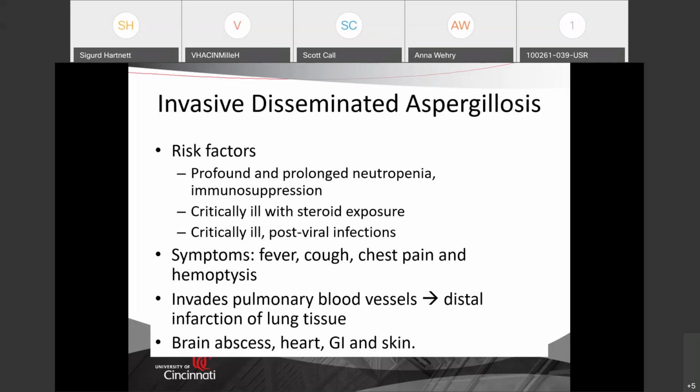Symptoms include fever, cough, chest pain, and hemoptysis. What's really scary, and why they get such bad hemoptysis, is that these organisms invade the pulmonary blood vessels, and they can cause distal infarcts in the lung. That's when you decide it's invasive: when a biopsy shows invasion into the pulmonary blood vessels. It can go other places and become systemic. It can go to the brain and cause brain abscesses. It also causes heart, GI, and skin disease.